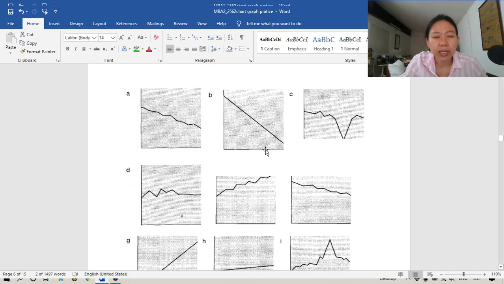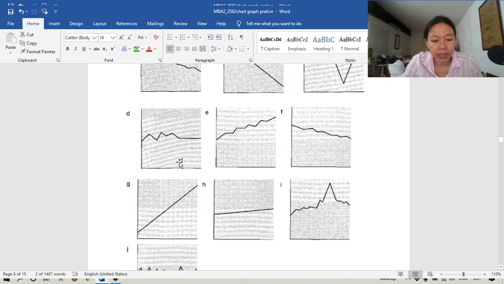And then for picture B, the best sentence to describe it is the share price fell rapidly. The share price fell really quickly or rapidly. For picture C, the best sentence to describe it is the share price reached a low point and then recovered or improved. Next, picture D, the sentence to describe picture D is number 8. The share price levelled out, so it stayed the same.